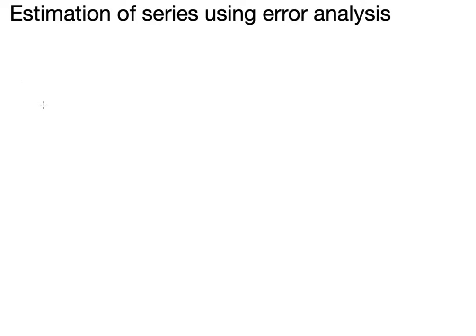Hello and welcome. Today we're going to be talking about estimation of series of values using error analysis. So the idea here is that we have a series, we'll call it S, and it's equal to the sum starting from n equals 1, or it could be any number really, all the way up to forever. Okay, and we have some an there. And I want to know what that value is, given we know what an is.